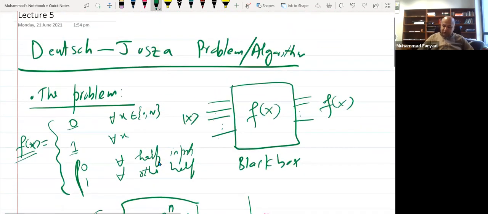The problem is this: you have a black box given, and the black box has implemented a function f of x, which can be either a constant function or a balanced function. And your computational problem is that you want to find if f of x is constant or balanced, and you have access to this black box. You can give it different inputs and you will have access to the output. You don't know what f of x is, you have to find it, but you can give inputs to this black box and you can get outputs from this black box.